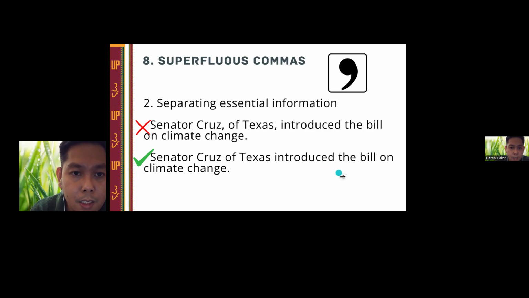Here we have another example of superfluous comma error when you separate essential information. In this example, Senator Cruz, comma, of Texas introduced the bill on climate change. Notice that the commas separate Senator Cruz and of Texas, where in fact of Texas is an essential identifier of Senator Cruz. Without the commas, we can clearly read that Senator Cruz is from Texas and he is the one who introduced the bill on climate change. Feel free to pause the video so that you can take a closer look at these examples.